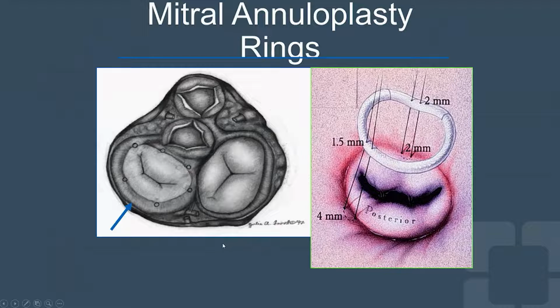So here are some of the techniques. We basically want to anchor your stitches onto the fibromuscular skeleton of the mitral valve, and then you're putting in an undersized ring to reduce the size of the mitral annulus to allow for better coaptation.